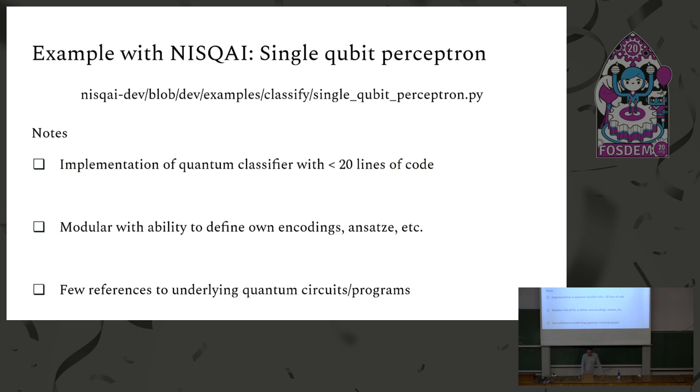If you notice, there are very few references to how you're actually running the underlying circuits and programs. We try to take care of that mostly all under the hood. You need to tell, at least right now, what computer you want to run on, but maybe that could even change in the future. And so this is nice for people who may have more of a machine learning background than a quantum computing background, and this could allow them to get into the space.